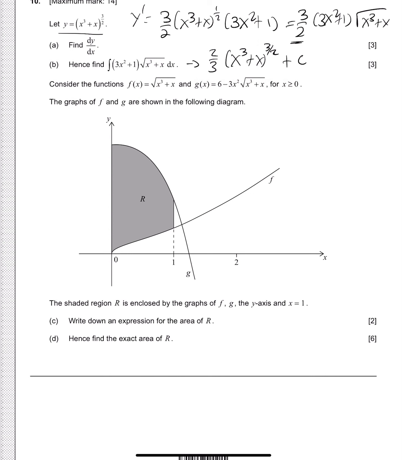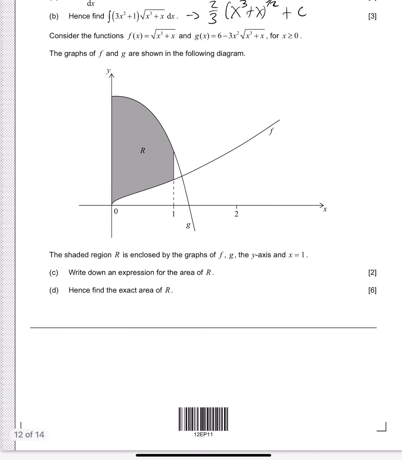We're now moving on to part C. We've got the functions f of x is the cube root of x cubed plus x, and g of x is 6 minus 3x squared, square root of x cubed plus x. And we see that g is this top function then, and f is this. These are unexpected roots. So be it.